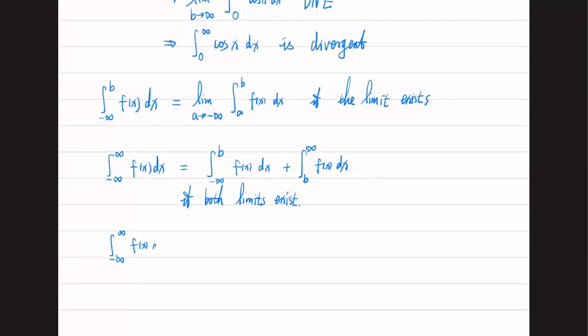It's a very simple function, x. We want to check if this integral converges or diverges. If we choose the limit, okay, let's do the work.